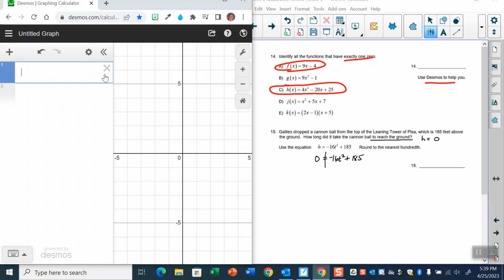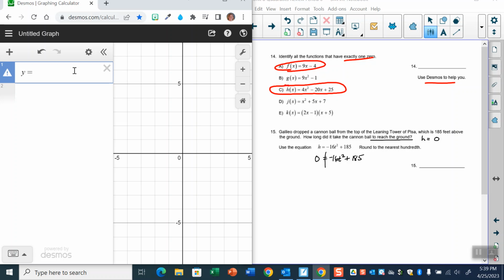It is a double root. And then here I've got y equals x squared plus 5x plus 7. So this one is floating up, so that would be 0 solutions, right? There are no x-intercepts, so 0 real solutions.